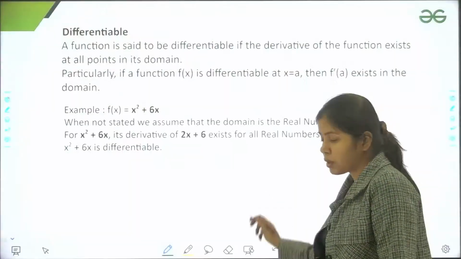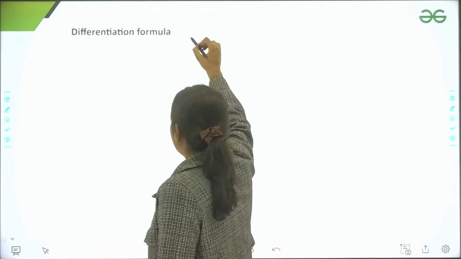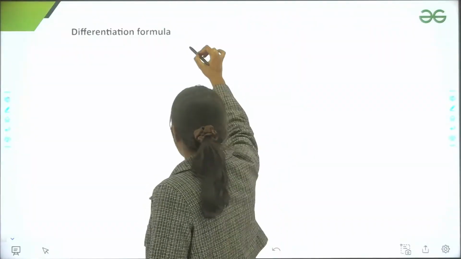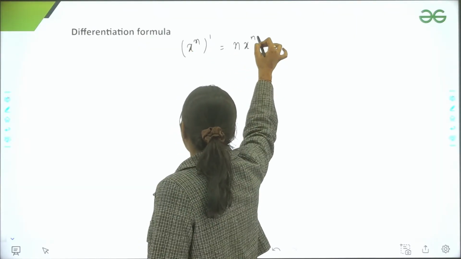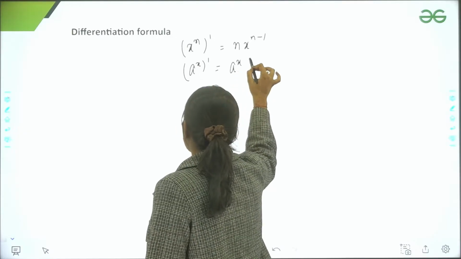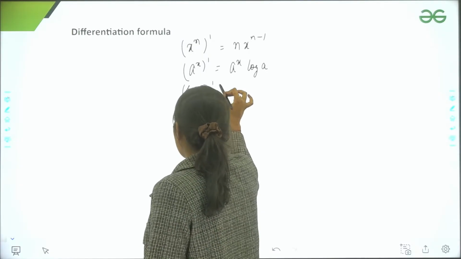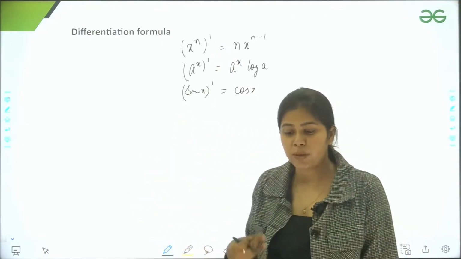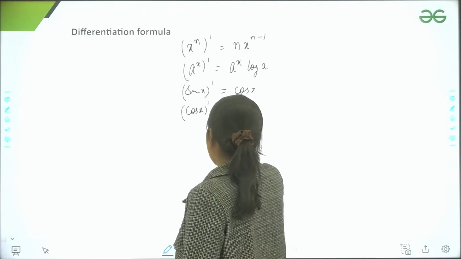Right, let me write down some of the formulas. So guys, you have to remember these formulas. X to the power n differentiation is n x to the power n minus 1. A to the power x differentiation is a to the power x log a. Differentiation of sin x is cos x. Dash means differentiation. This is one of the methods to represent differentiation. Differentiation of cos x is minus sin x.